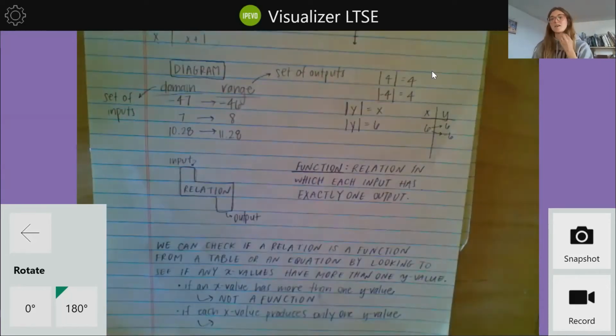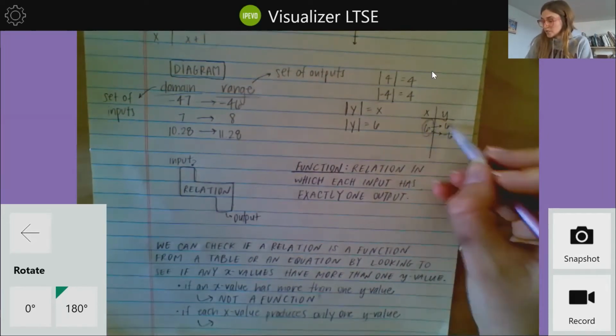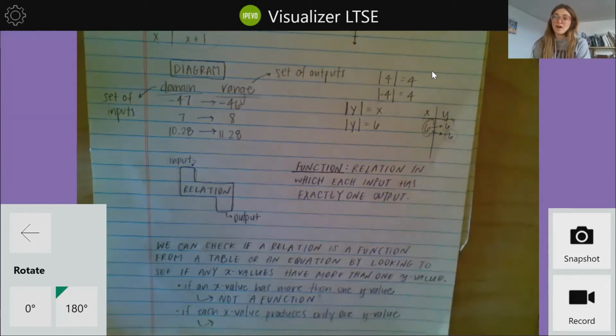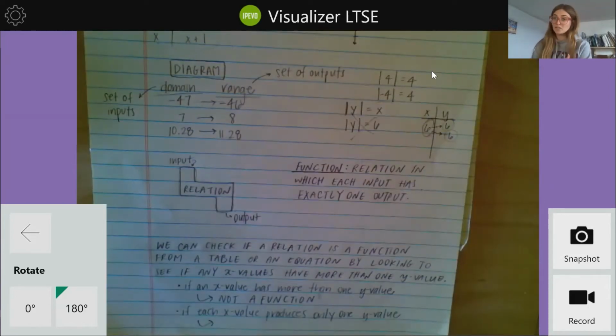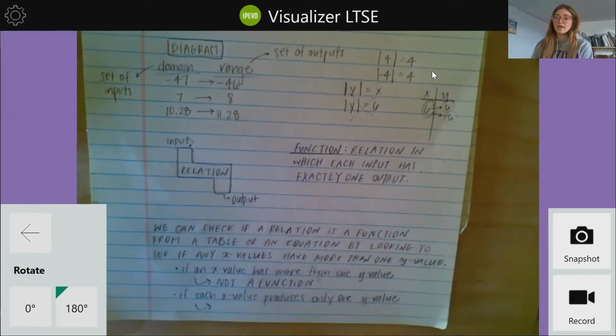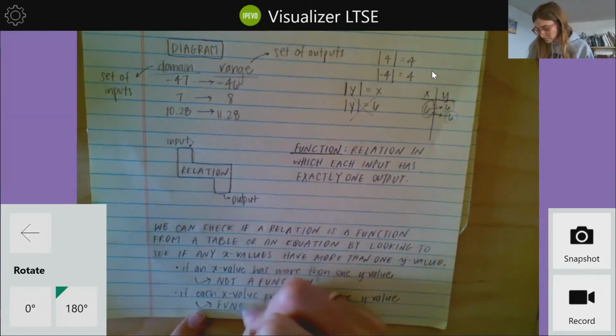-6. Therefore, one x value produces 2 different y values, and therefore that is not a function. It's a relation, we can still graph it, but it will not be a function, right? And if each x value only produces one y value, then that is a function.